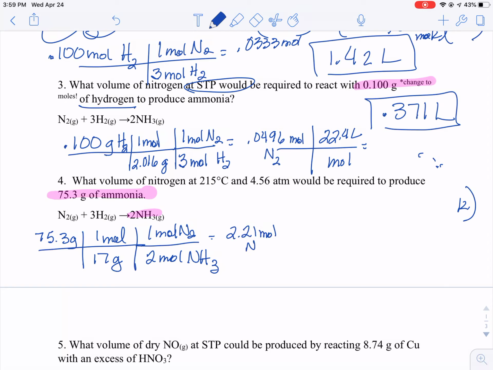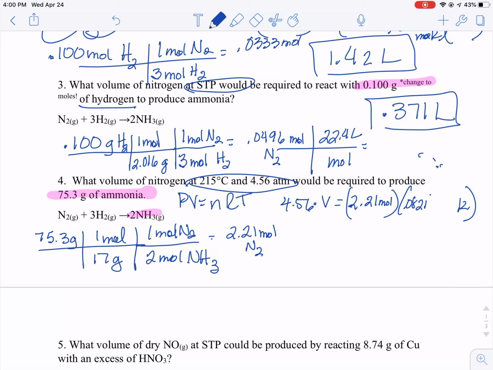moles of nitrogen. Can I use 22.4? No, because we're not at STP. So again, we're going to use PV equals nRT. Our pressure is 4.56. Volume is what we're solving for. N is 2.21 moles of nitrogen. R is 0.0821. That's our gas constant.